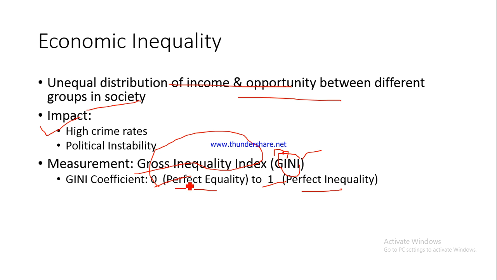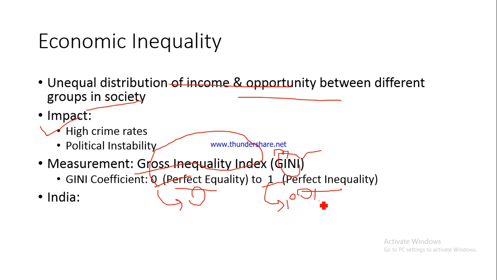And the value of the Gini coefficient, as I said, can range from 0 to 1. 0 means zero inequality, and perfect equality. 1 means 100% inequality. So it is 100% inequality if it is 1, right?